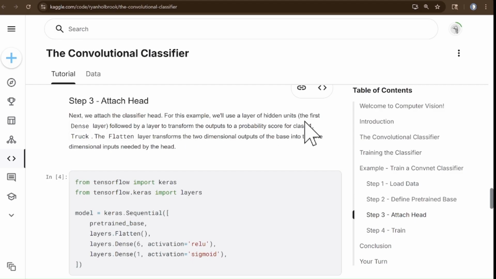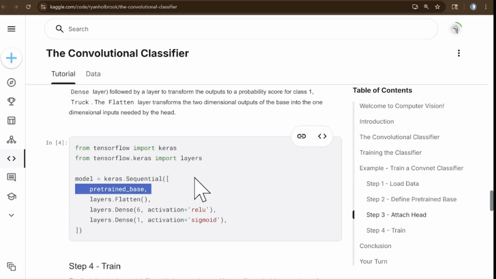So we will use a layer of hidden units, the first dense layer, followed by a layer to transform the outputs to a probability score for class 1. See, this is the pre-trained base we have imported, nothing to do here. From here we are starting the head part.